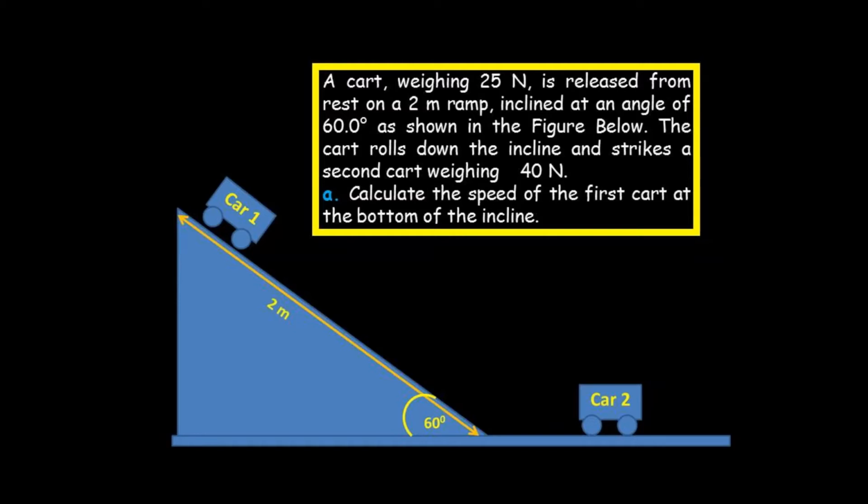Also of special note, there is no coefficient of friction mentioned in the problem. There will not be any friction in this problem, and Fp will be equal to F net. Now, the first thing we want to do is calculate the velocity that cart 1 acquires at the bottom of the hill.